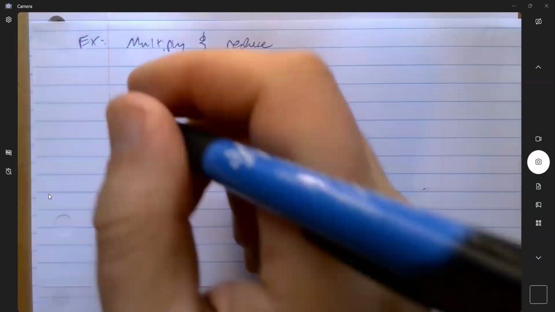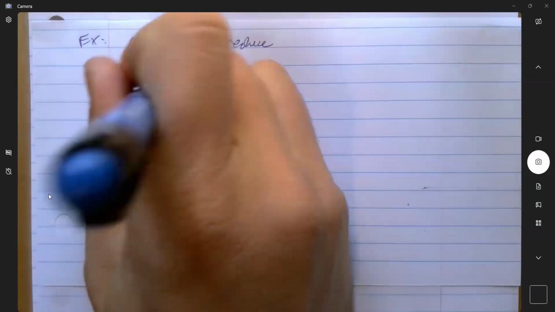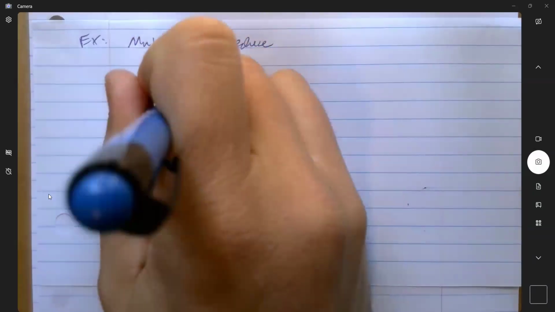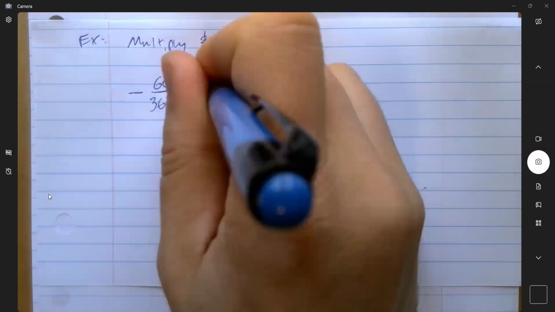All right, next example. Okay, we're going to again multiply and reduce the fraction negative 60 divided by 36p times 84p cubed, all divided by 12. And so the first thing I'm going to do is get all of the primes. I'm going to factor these into their primes.